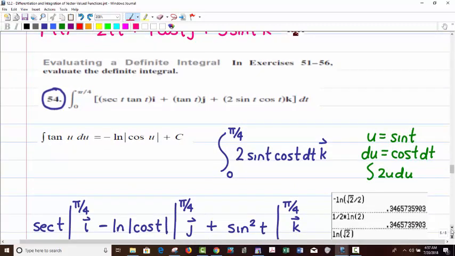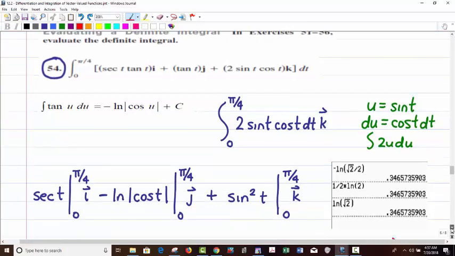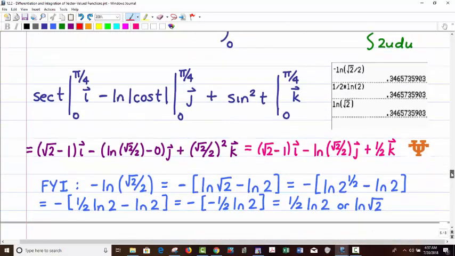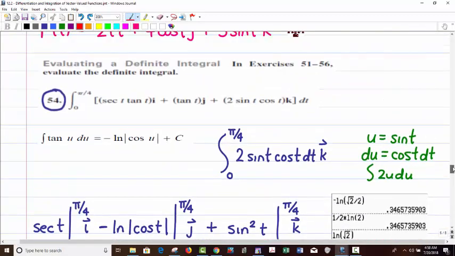How about this one? This is a trig one. The antiderivative of sec tan i plus tan t j plus 2 sine t cos t k, and it's a definite integral. Yes, I wanted to show you one of those before the video was done. Tan of t happens to have the antiderivative of natural log of cosine. That one actually wouldn't be a hard one to work out if you just rewrote it as sine divided by cosine and did u substitution. But there it is right there.